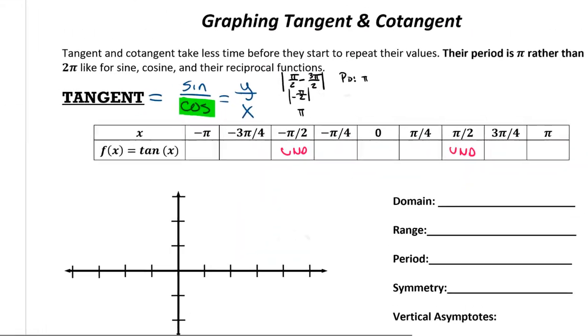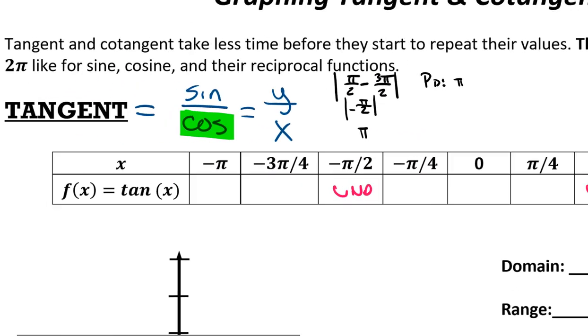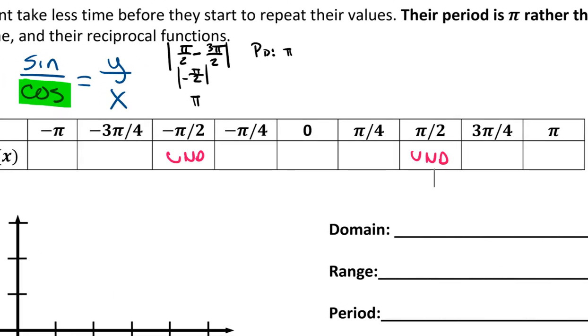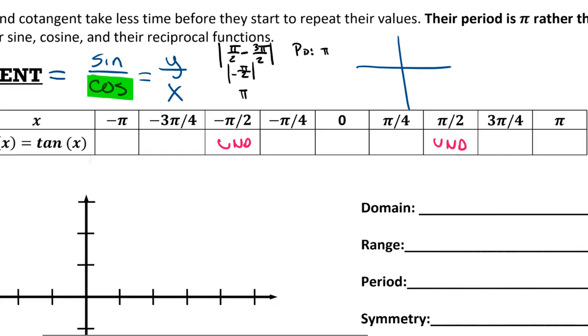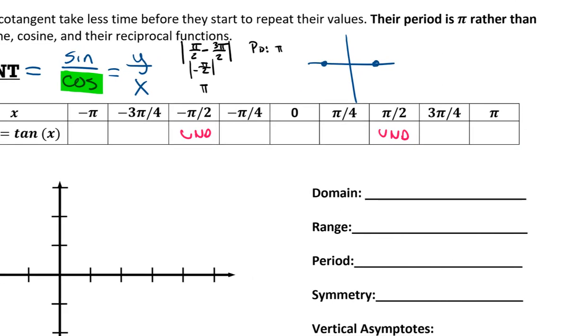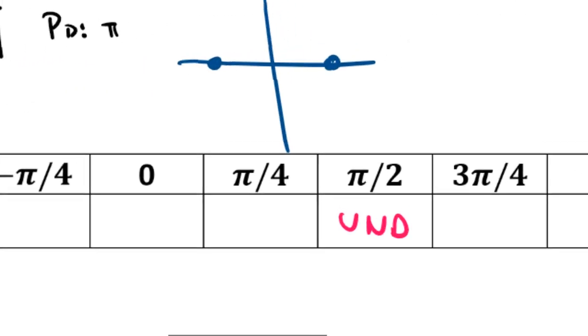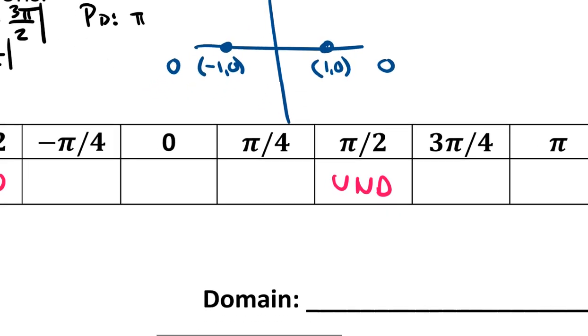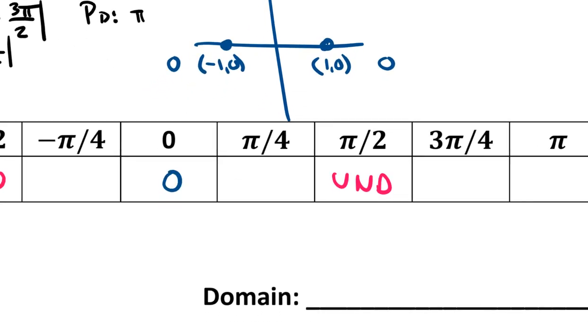Let's go back to a couple of things. Tangent, remember, is sine divided by cosine, or y over x. Let's take a look at the unit circle. Formalizing that, we know the y divided by the x coordinates. On the x-axis, the coordinates are (1, 0) and (negative 1, 0). If you do y divided by x in either case, you get a value of 0. So the tangent is going to be 0 at 0 degrees and at pi.